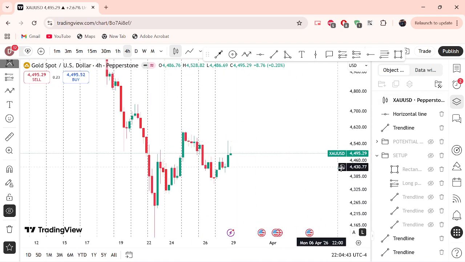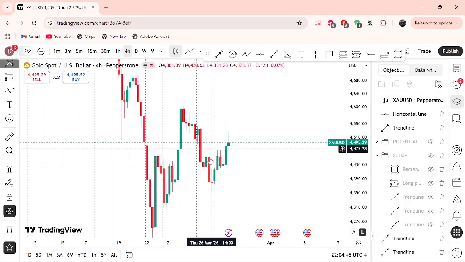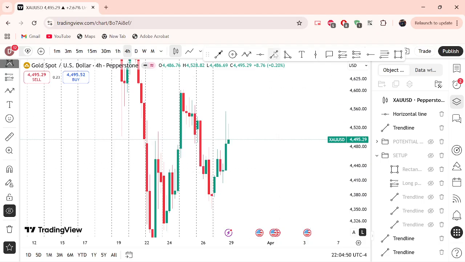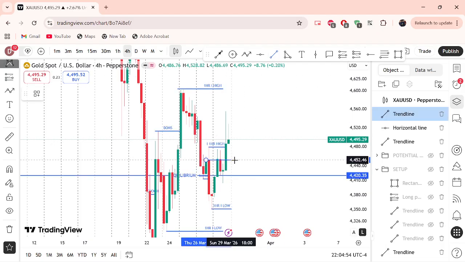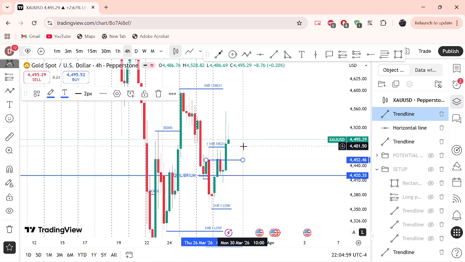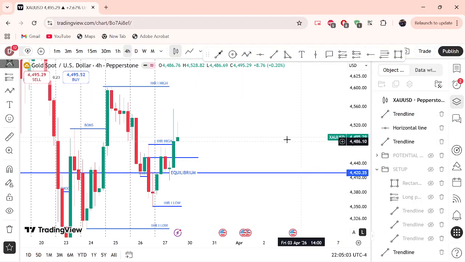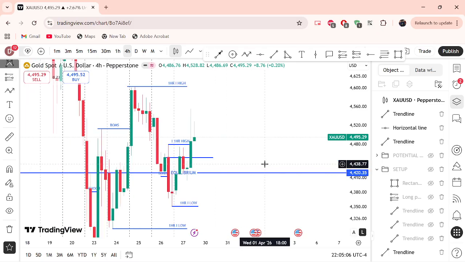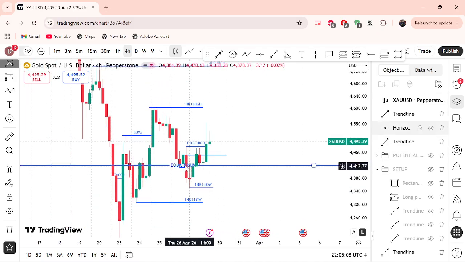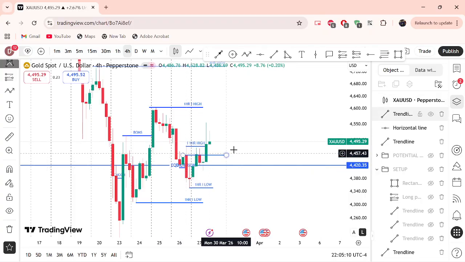We have this 4 hour CSD first because we did get this break of market structure. You can see this was first my narrative. So after this CSD, I said since we have not respected this 4 hour order block, now I'm expecting the market to be bullish. That is when I started to look for my bullish setups.